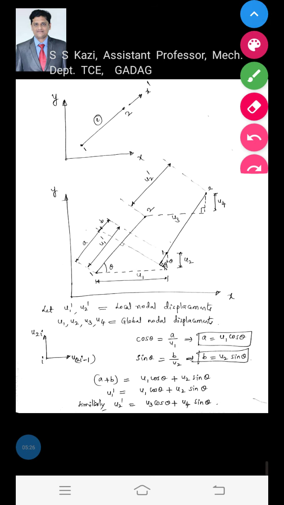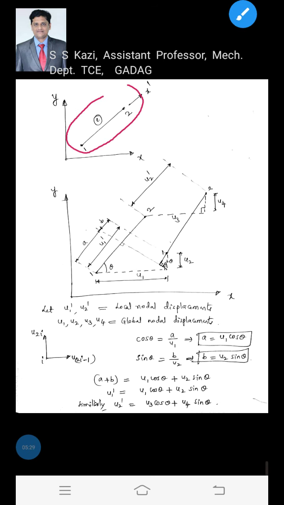Now if you consider a single element of a truss, this figure shows it having two nodes 1 and 2. The local coordinate is the one which passes through these nodes 1 and 2, that is x dash. x dash is the local coordinate, and the global coordinates are x and y.